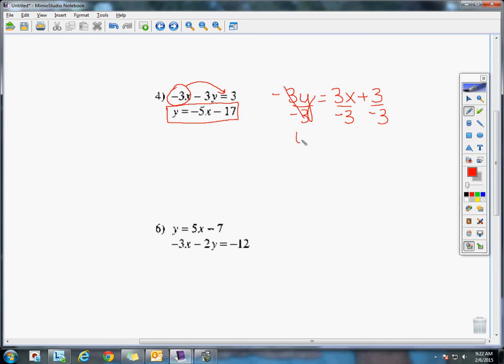So these cross out, we end up with y equals 3 divided by negative 3 is negative 1. You can put the negative 1 or you can write it as negative x. And 3 divided by negative 3 is negative 1. So your second equation is y equals negative x minus 1.